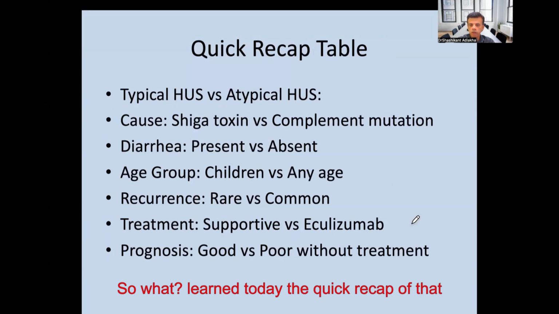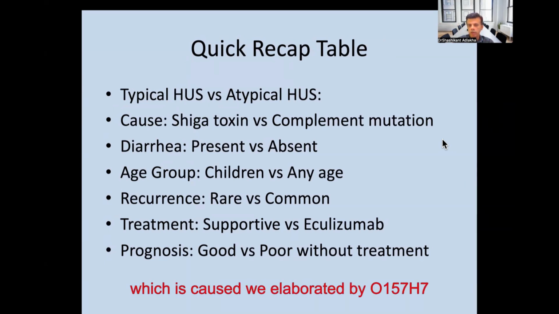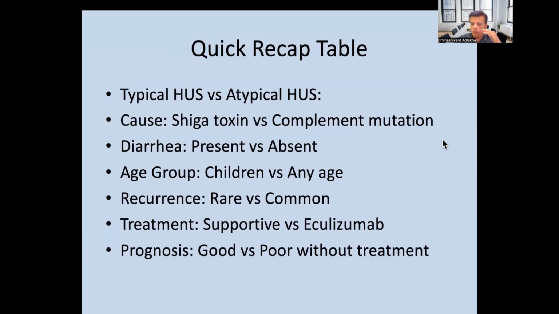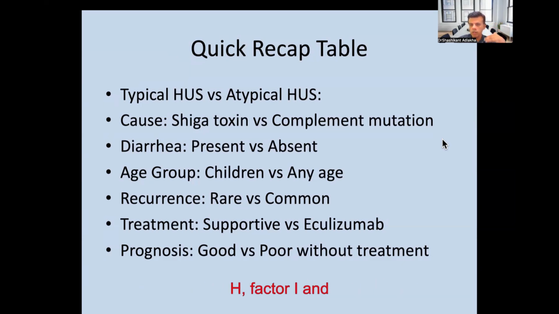So what we learned today, a quick recap: we talked about typical versus atypical HUS. Typical HUS is caused by Shiga toxin elaborated by the O157:H7 strain of E. coli or by Shigella dysenteriae, and atypical HUS typically by complement mutation leading to inactivation of factor H and factor I, and leading to excessive activation of complement C3 convertase that leads to damage to the endothelium.